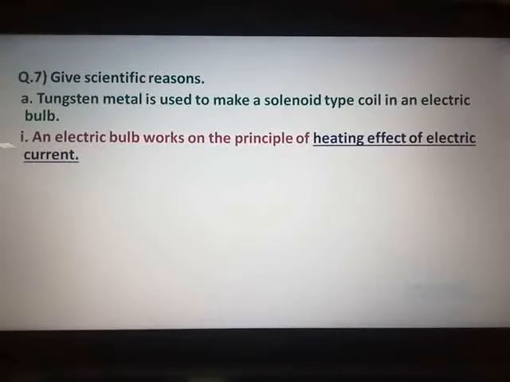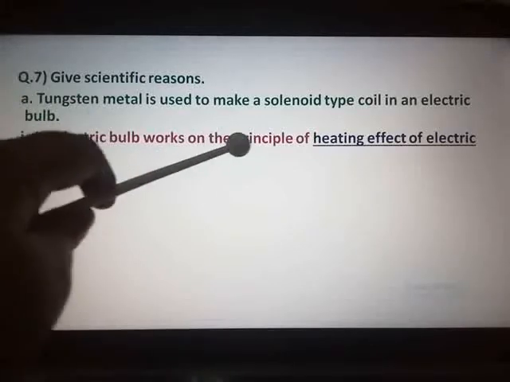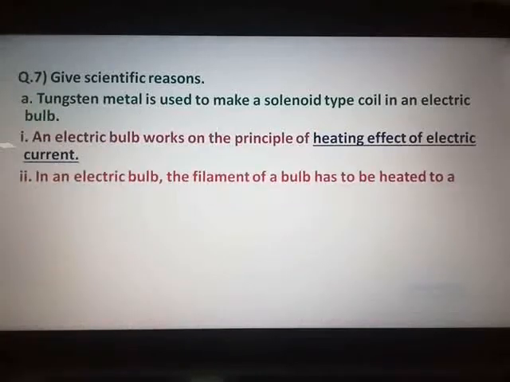How did you come to know? You can refer to page number 48. You can see the last line of that page, heating effect of electric current. And on page number 49 you have the different devices which work on this principle, and one amongst it is the electric bulb. So your very first point should be: works on the principle of heating effect of electric current.